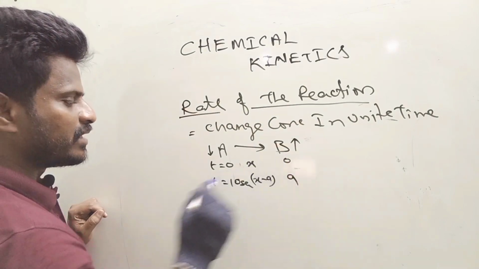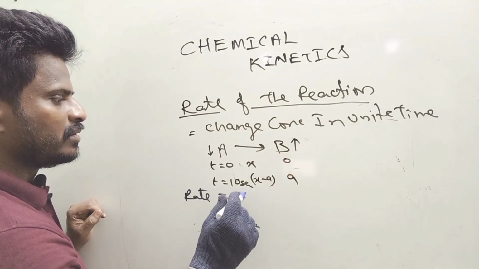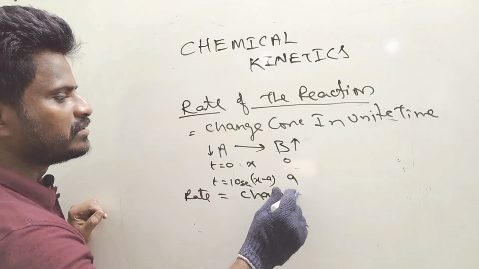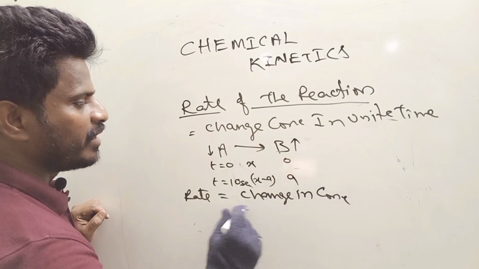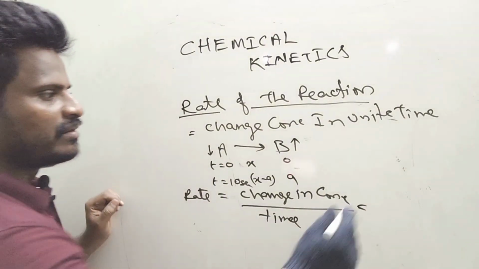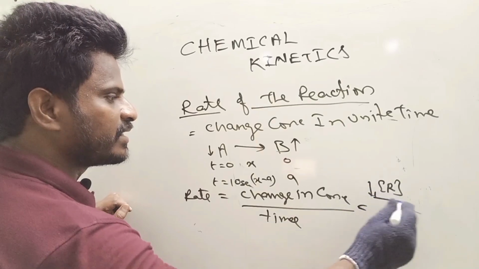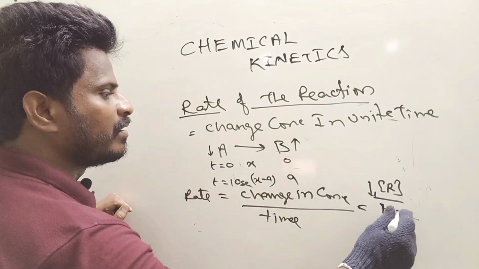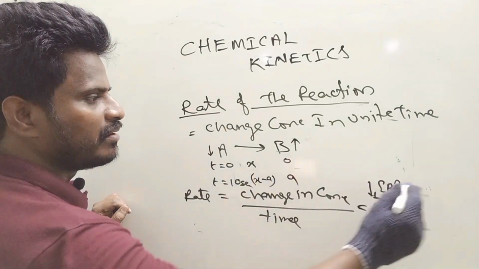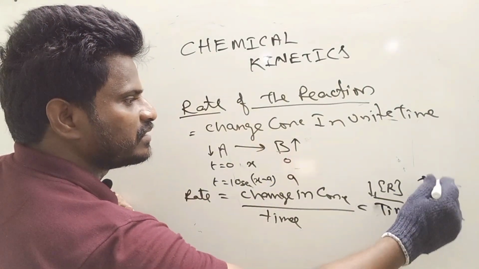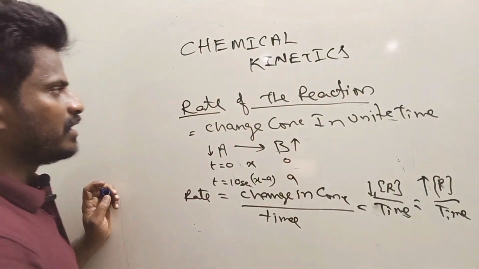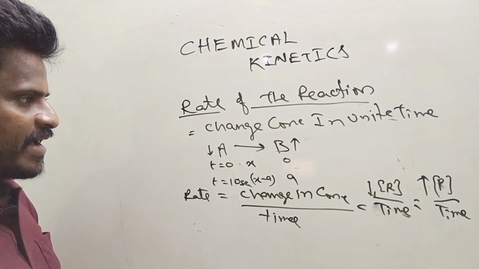This can be written as rate is equal to change in concentration by time. If it is the reactant, it is the decrease in concentration of the reactant by time. If it is the product, it indicates the increase in concentration of the product by time. So it is the rate of reaction.